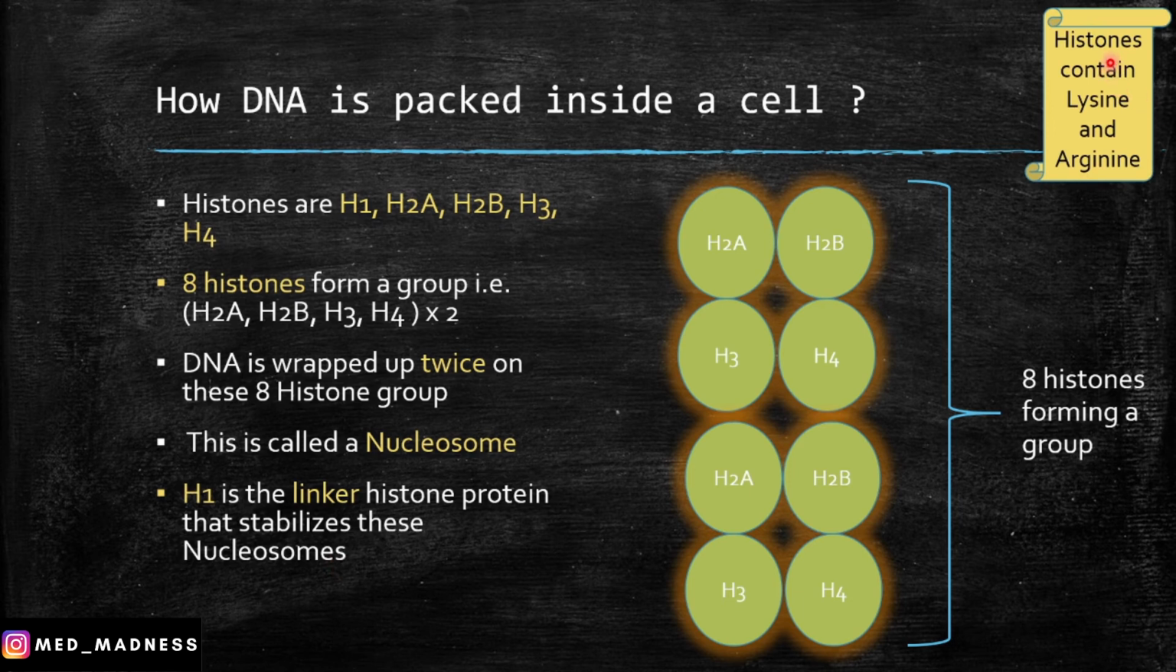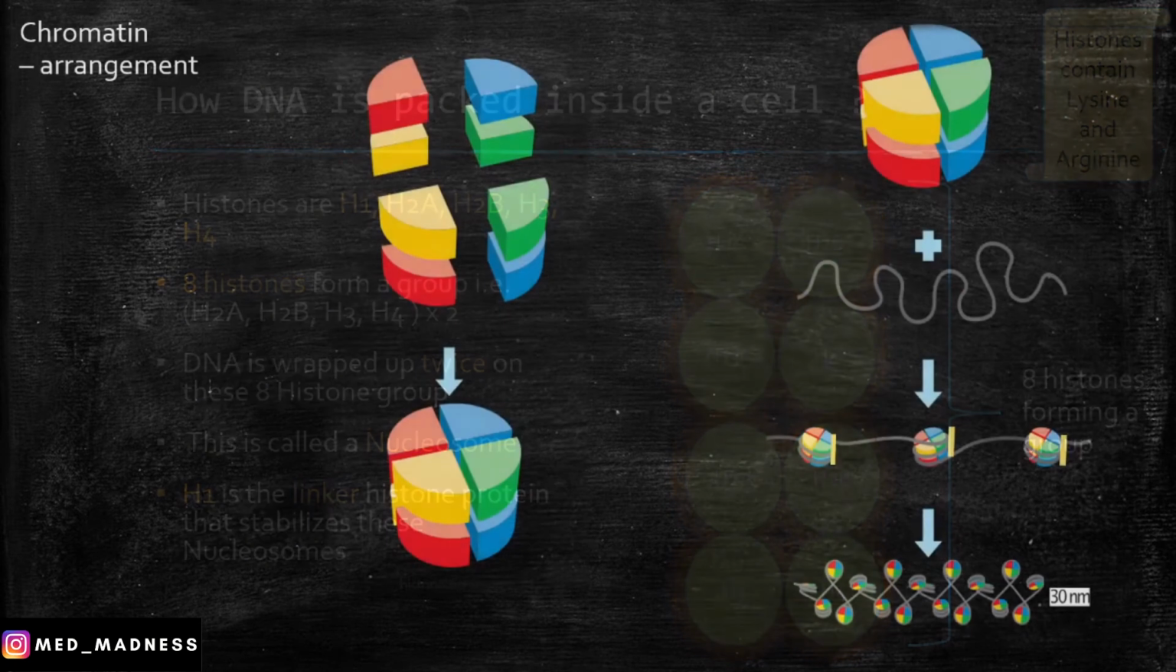Remember this, the histones contain lysine and arginine. I said histones are proteins. So proteins are nothing but amino acids, am I right? So the histones contain lysine and arginine amino acids. Okay, we'll move on to the next slide.